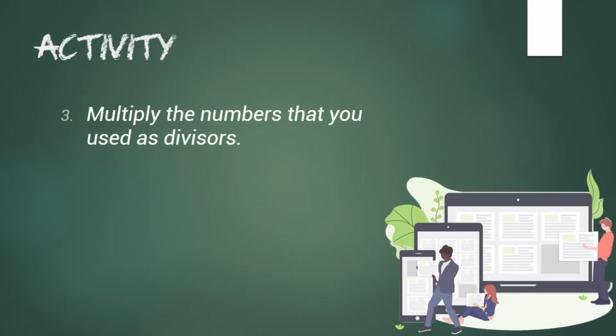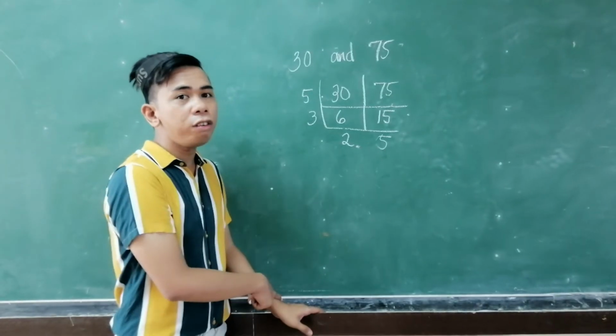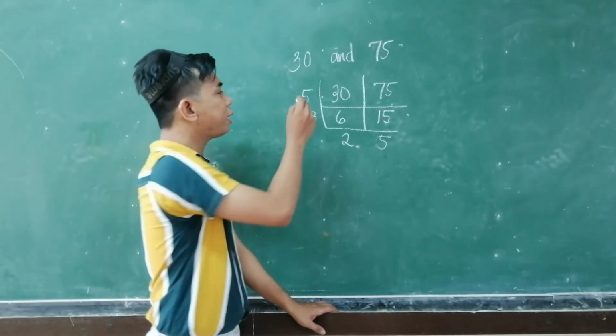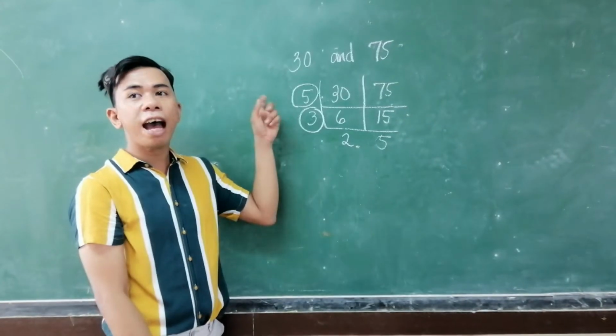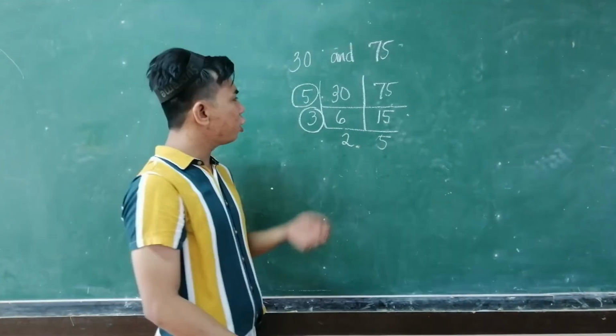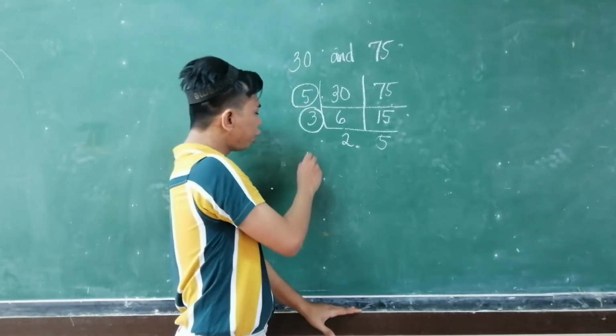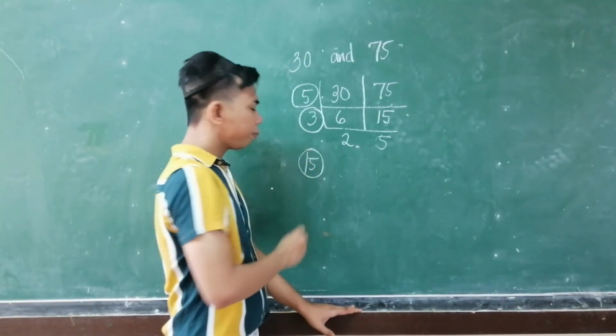In the next step, multiply the numbers that you have divided. So what are the numbers that you have divided? It is actually obvious here in this column. So you have 5 and 3. So multiply them. So the answer is 15.